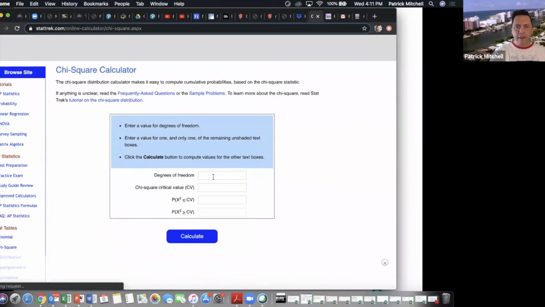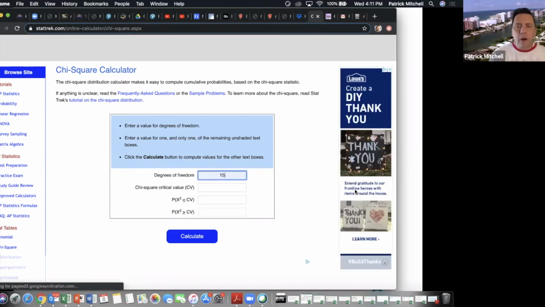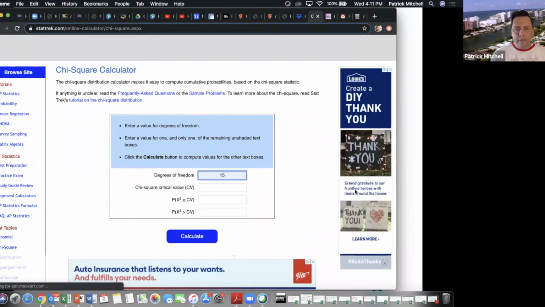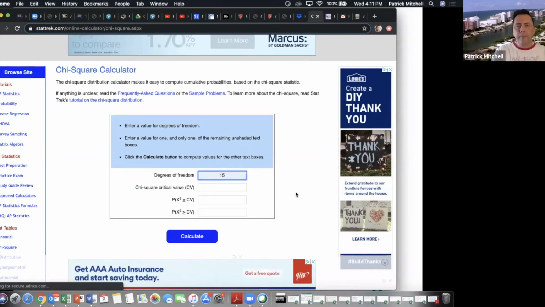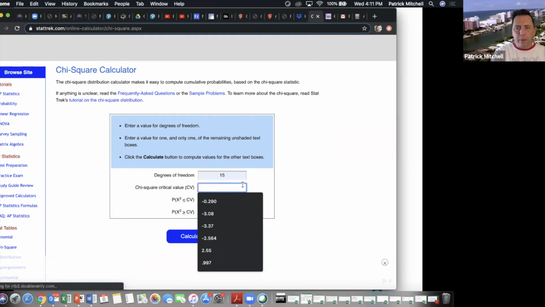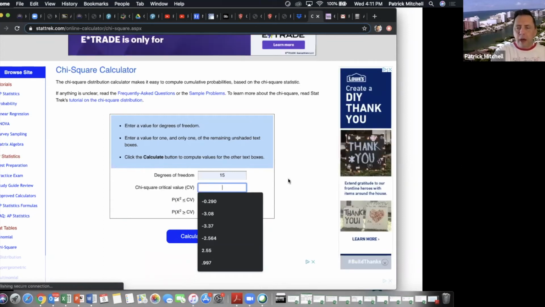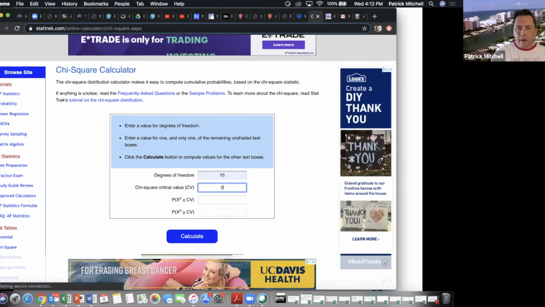So we have to fill in the degrees of freedom, which is 15. I've already done this once, right? And then we need to fill in exactly one of these boxes. If I was using the p-value approach, the only thing that I would know would be the calculated chi-square test statistic value. I think it's a little confusing that they say critical value here, because that's not exactly how we've been using that terminology. But so I'm going to type in 0.907.